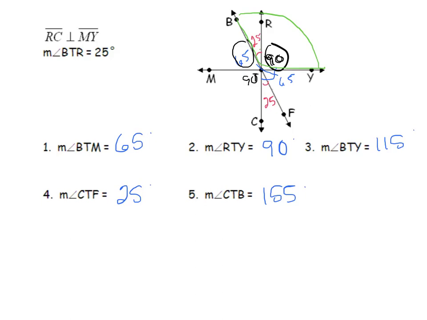CTF, we figured out with vertical angles, it's 25. And CTB was a combination of these two angles here. So you had to add 90 and 65 to give you 155. These can be a lot of fun, you guys, but remember, please fill in the picture first. Once you fill in the picture, then go ahead and answer the questions that they have.